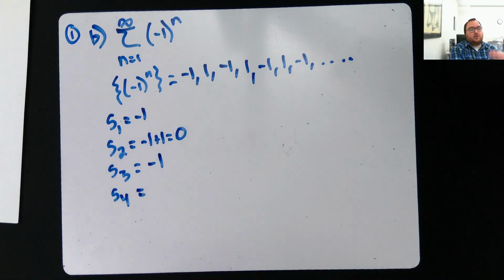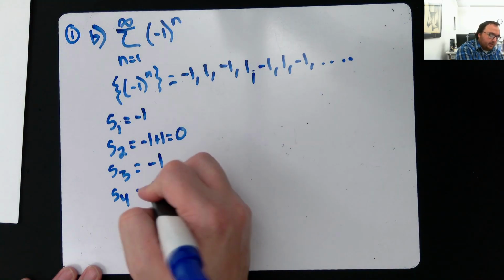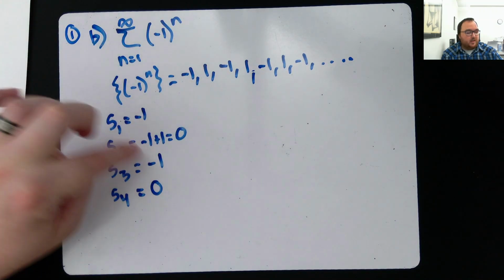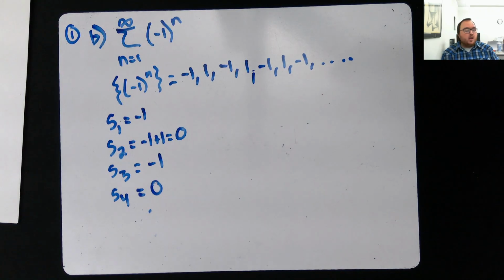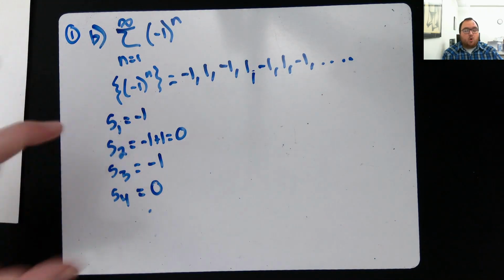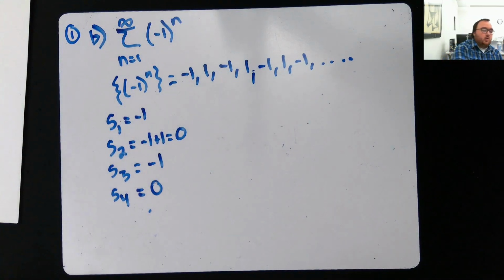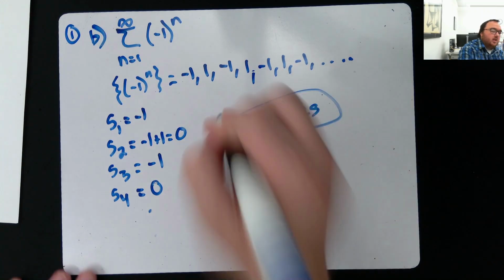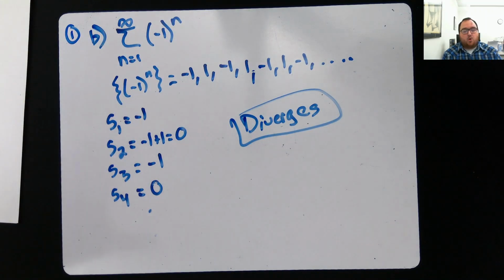S4 is the sum of my first four terms: negative 1 plus 1 minus 1 plus 1 is 0. And you can probably guess here it's just going to switch back and forth, right? Negative 1, 0, negative 1, 0, negative 1, 0, on and on and on. So these are not approaching a single thing, right? It's just going to switch off and on. So again, this diverges, because the sequence of partial sums doesn't approach one singular thing. So it's going to diverge.